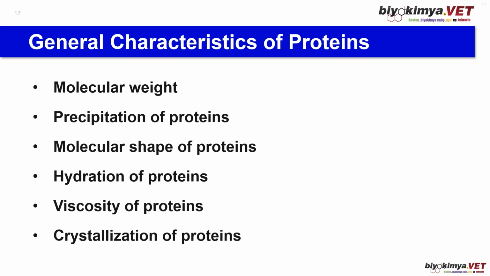And the crystallization of proteins: enzyme proteins such as pepsin, trypsin, and urease were obtained in crystal form. And these are some basic information about the character.